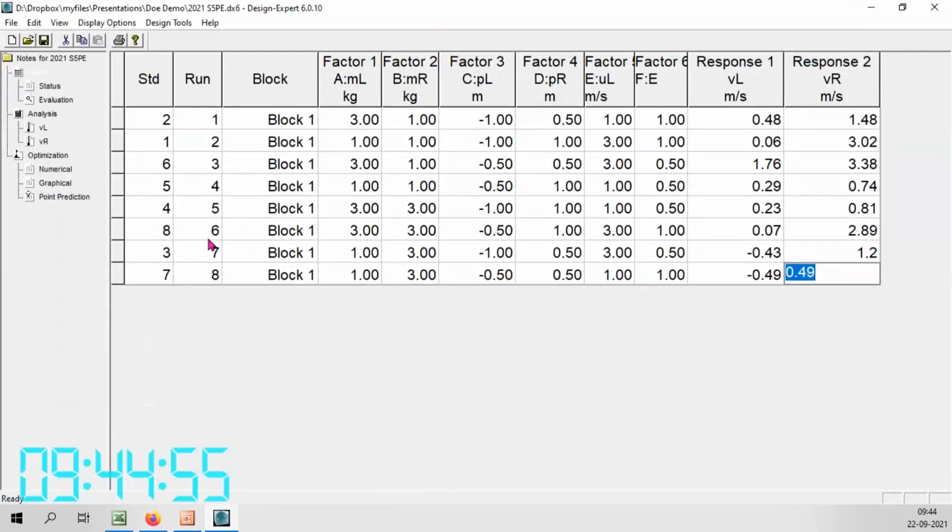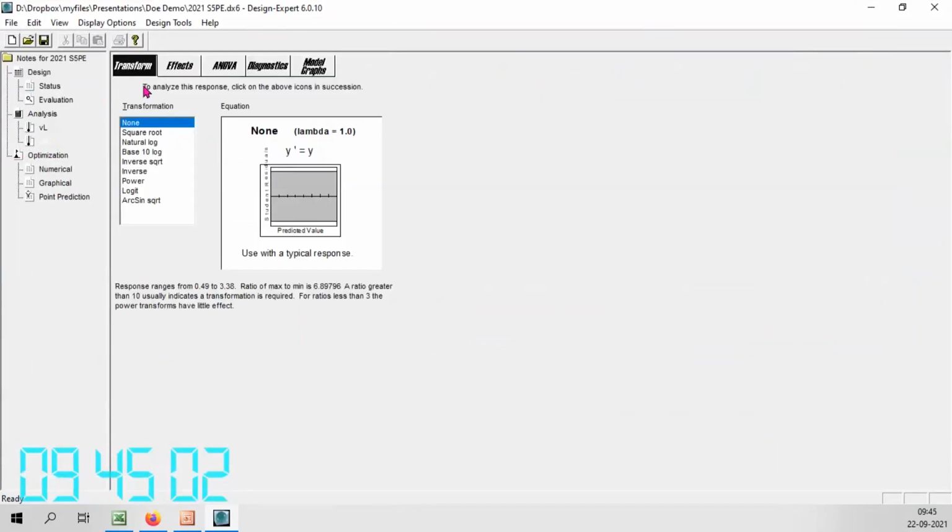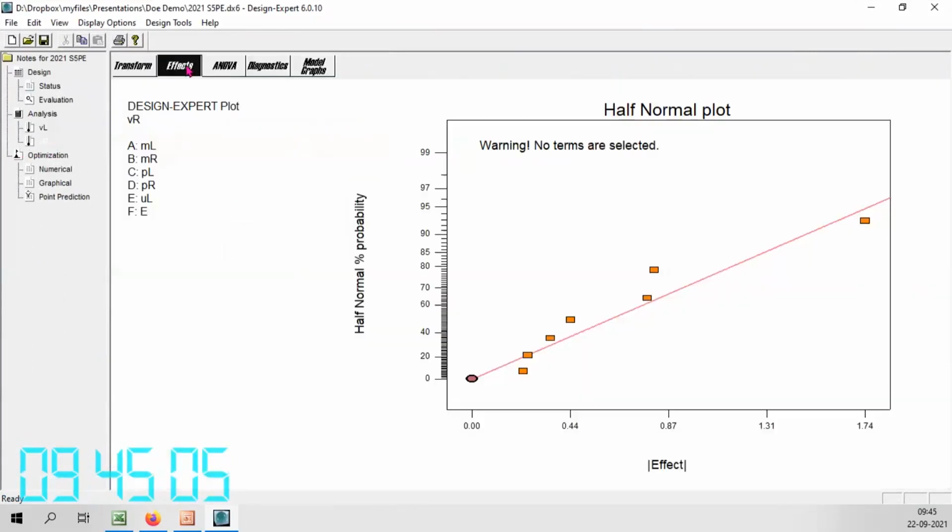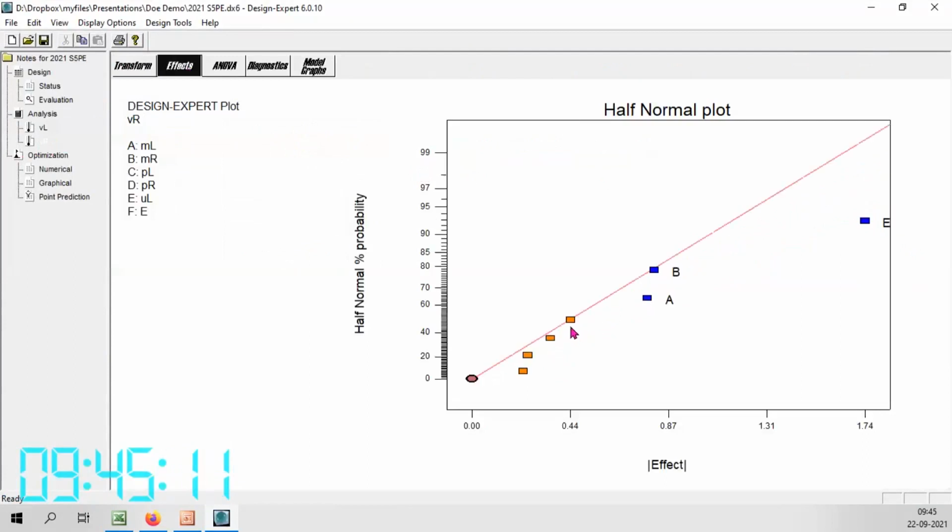Now software will help us do the analysis. So let us try for velocity of the right ball. So we have to identify the fx. No terms are selected. 1, 2, 3. Okay, we'll keep these 3 terms. The most important, that is screening. So in screening design, we identify these 3 as most significant.